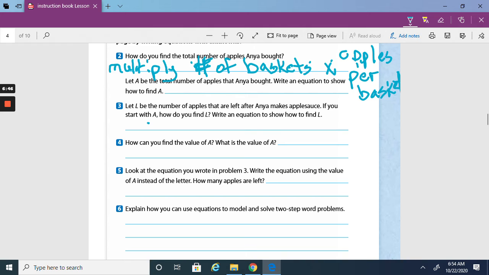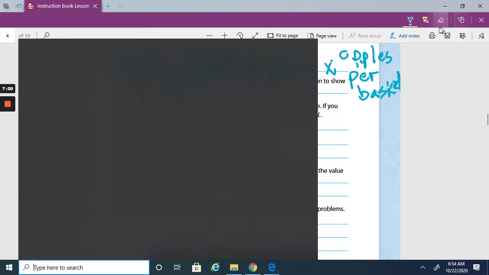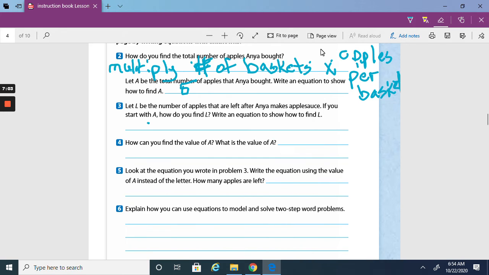If I look back at number 2, I've written that we're going to multiply the number of baskets, which is 5. Let me fix that 5, that's really bad. Times the number of apples per basket, which is 8. This is going to give me a product of A because we are using A to represent the total number of apples that Anya bought.